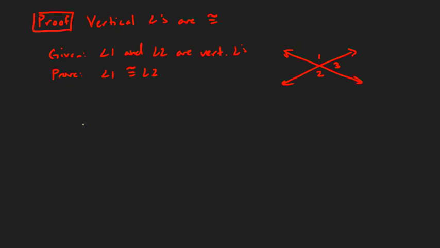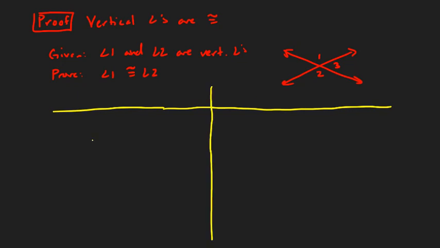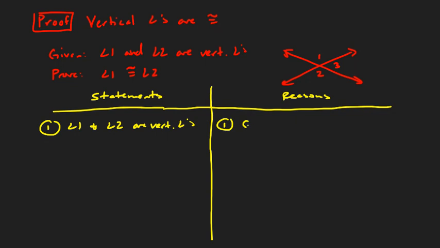Okay, so let's set up our two columns. I make it about as wide as the setup is. Here's my statements. You could just put a capital S up there, but I'll write the word statements. And then here's the reasons. We always start with the given. So number 1, angle 1 and angle 2 are vertical angles. And that was given to me.